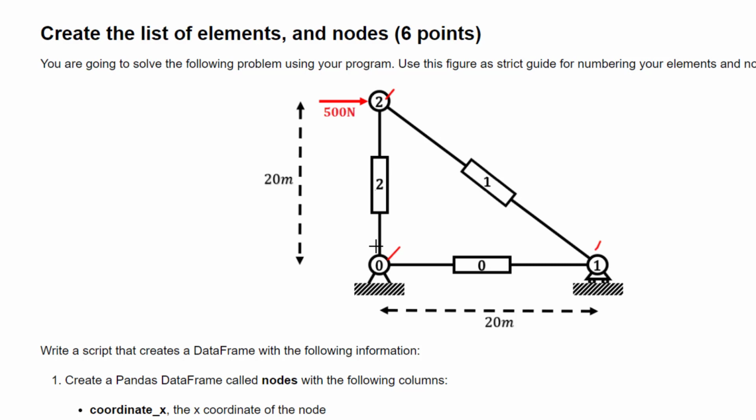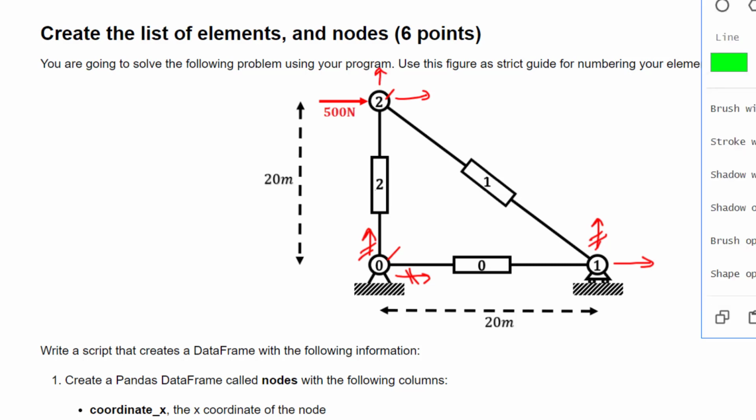and 3 elements. Node 0 is fixed, so it cannot move in the x or y direction. Node 1 is on a roller, so it can translate this way, but it cannot move in the y direction. And node 2 is free to move in either direction.